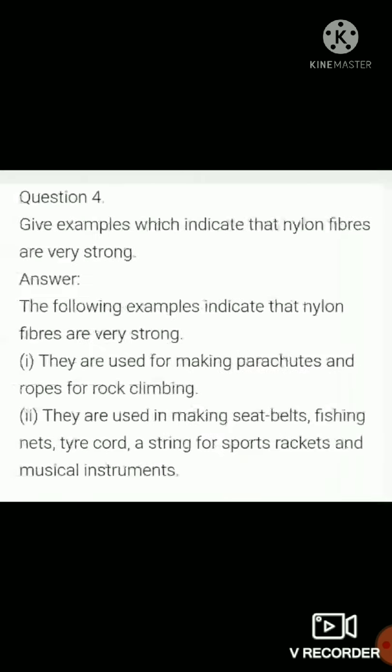Okay. Now question number 4. Give examples which indicate that nylon fibers are very strong. So the following examples indicate that nylon fibers are very strong. First, they are used for making parachutes and ropes for rock climbing. Second, they are used in making seat belts, fishing nets, tire cord, and strings for sports rackets and musical instruments.